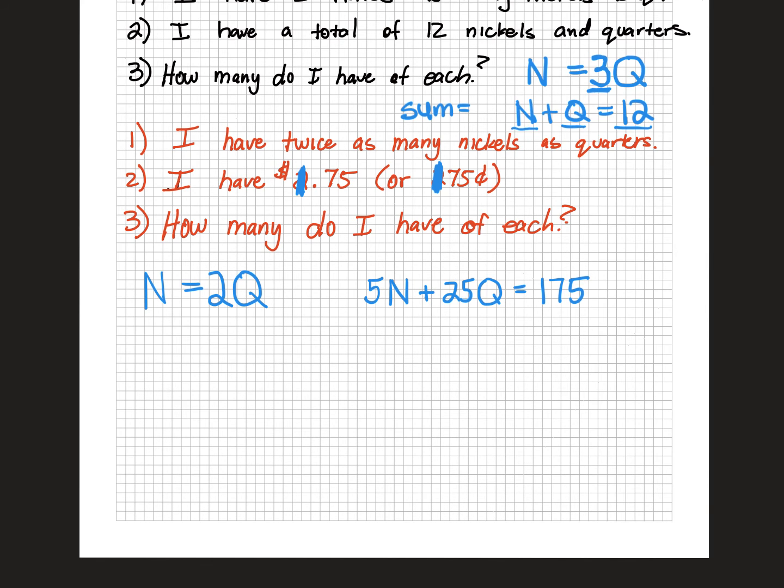So now we have another substitution problem where I know N is exactly equal to 2Q, so I can take out N and put in 2Q. This is a level 2 problem though, because I have to remember to multiply by 5 before I do anything else. So from this step, you should be able to solve for sure and figure out the number of quarters and nickels that I have.